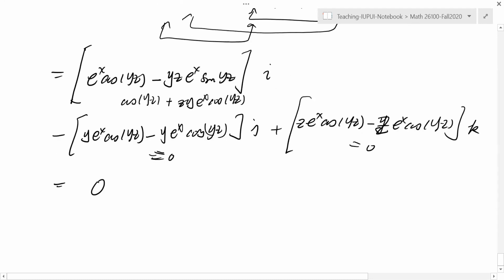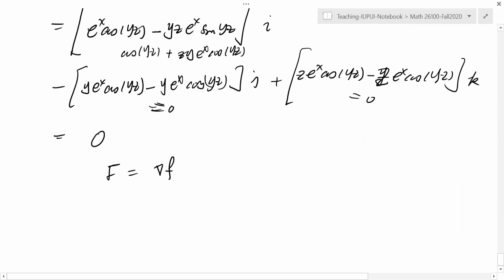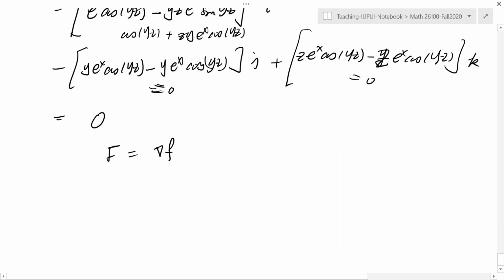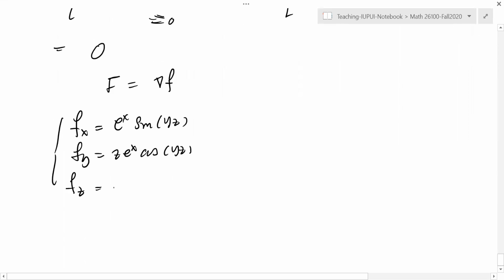Great, this very complicated function, they're all equal to 0. So that means f is possible for some function. This is possible, because the curl is 0. So we have to find it. So we're going to find this.